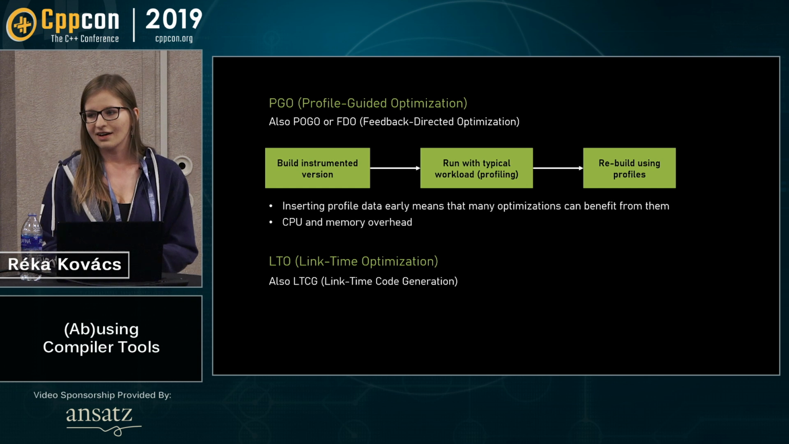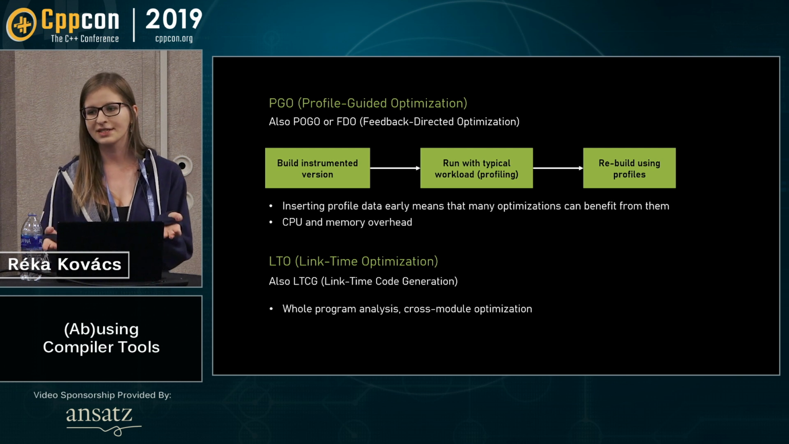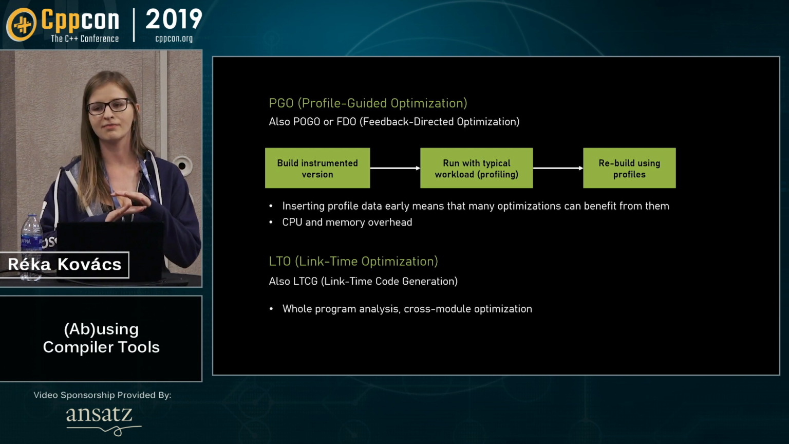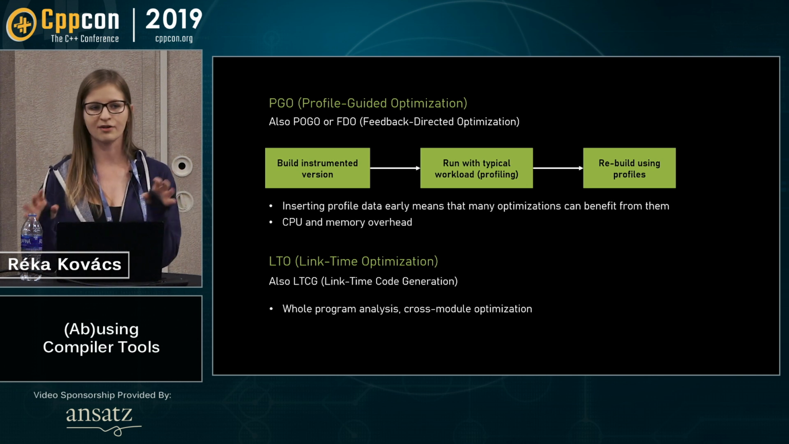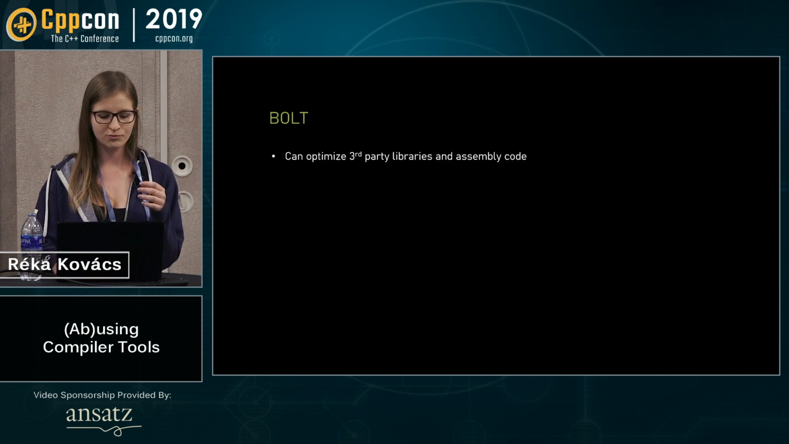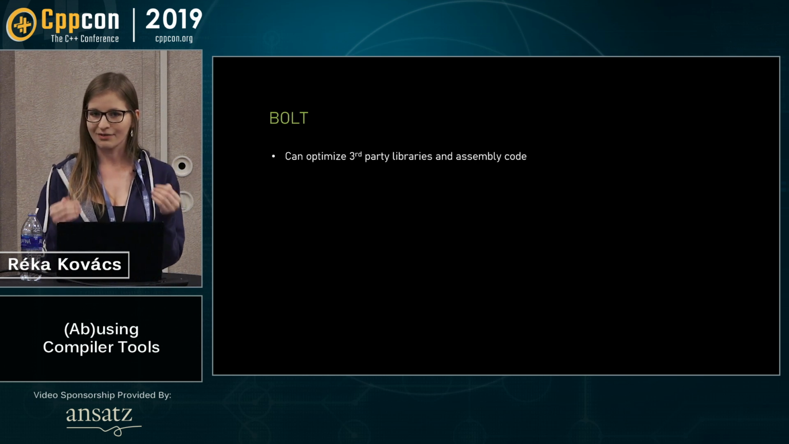And you can add LTO to PGO to make it even better. Link time optimization is basically when your compiler sees all the parts of your program as a whole and can do optimizations across compile unit boundaries. So what can Bolt do on top of all these great things?